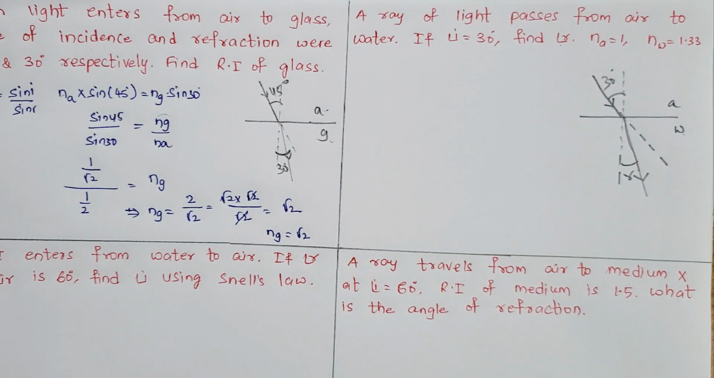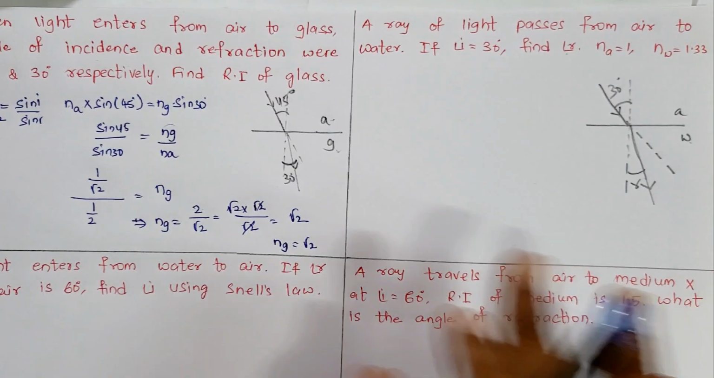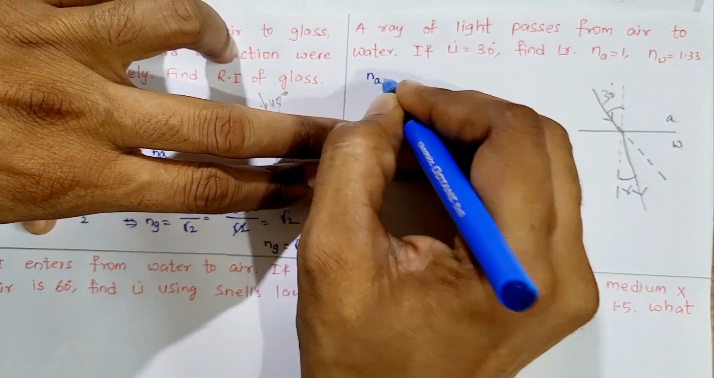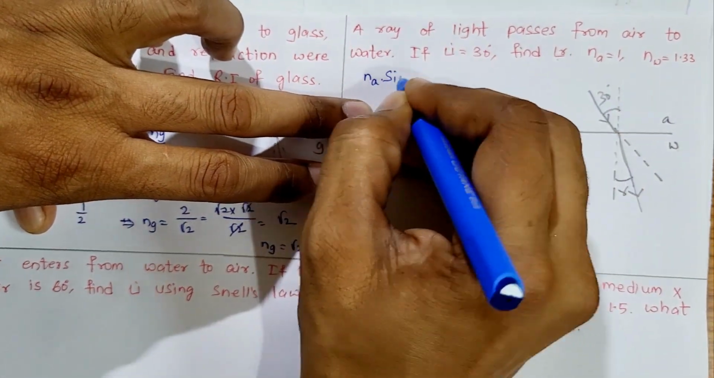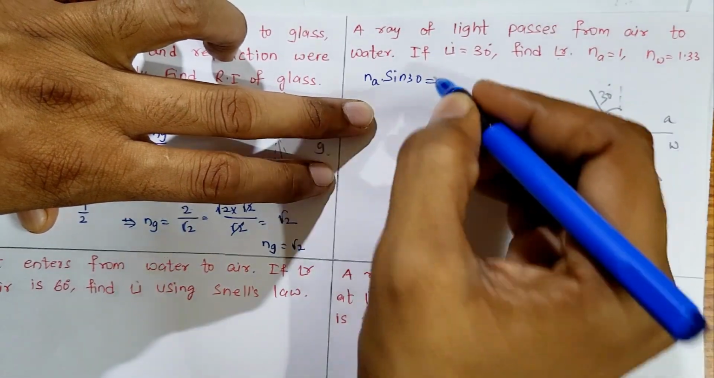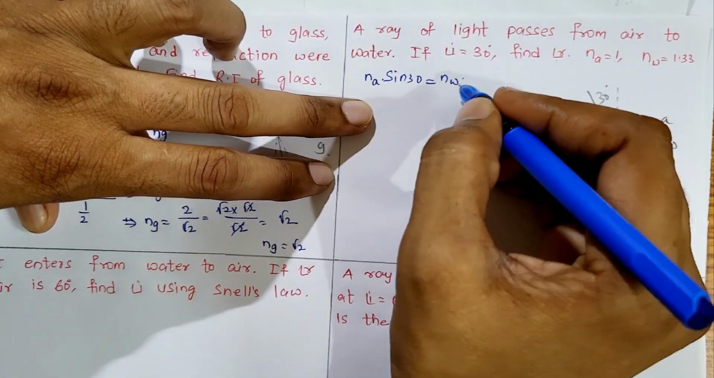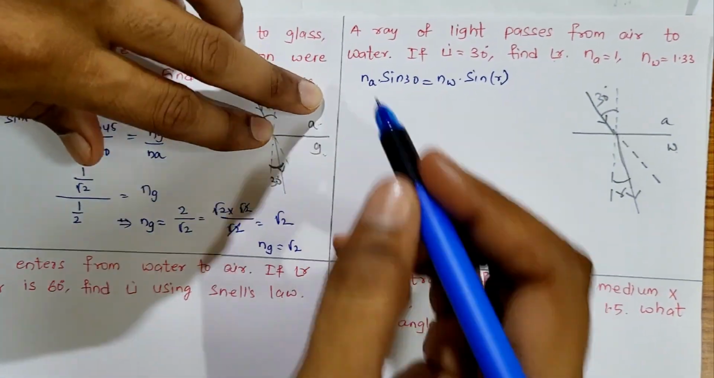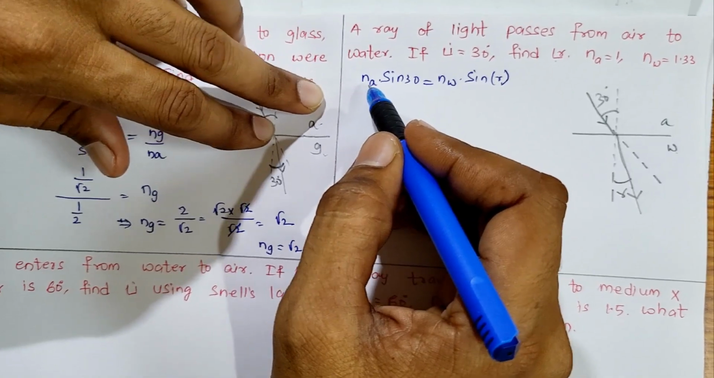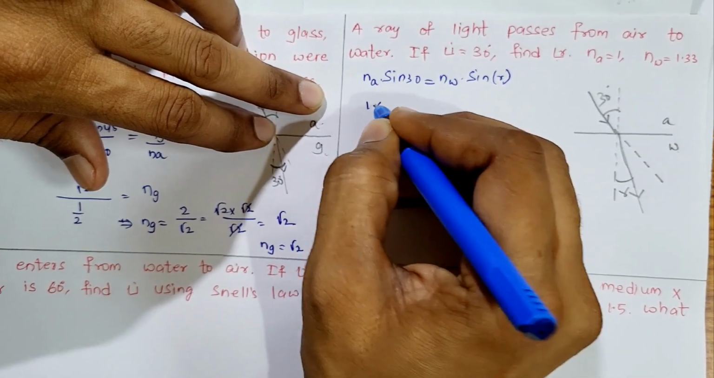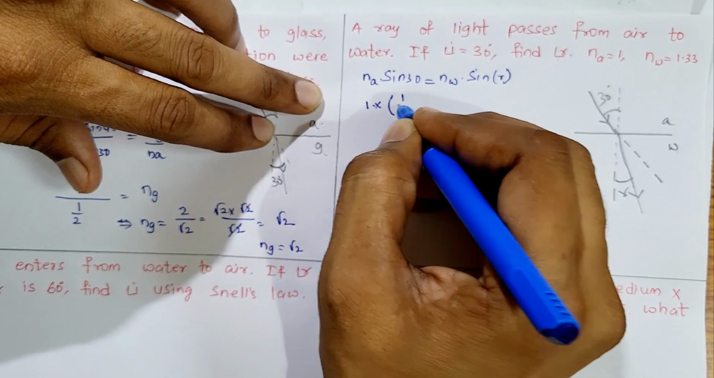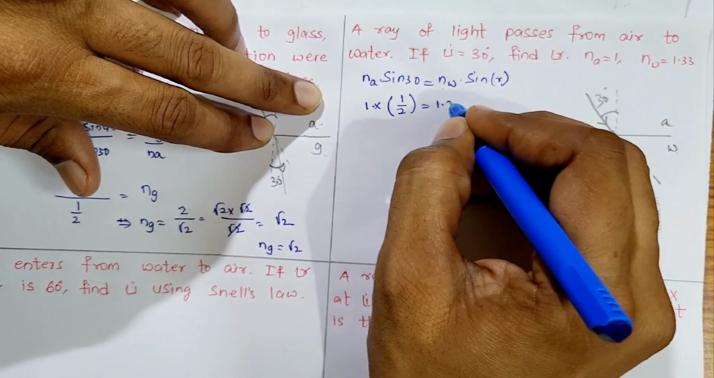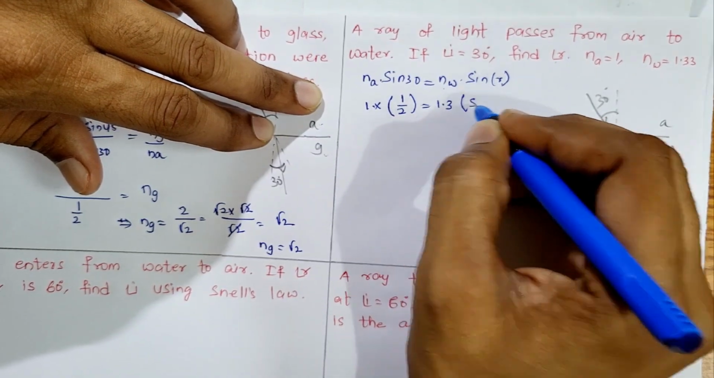Now let us find out. Which is the formula? Refractive index of air into sin 30 is equal to refractive index of water into sine of angle of refraction. They gave the refractive index of air value. How much have they given? 1. 1 into sin 30 value, which is 1 by 2, is equal to refractive index of water, which they also gave, 1.3, into sin r, which we have to find out.